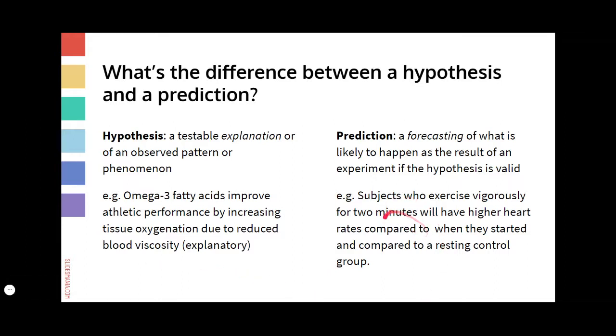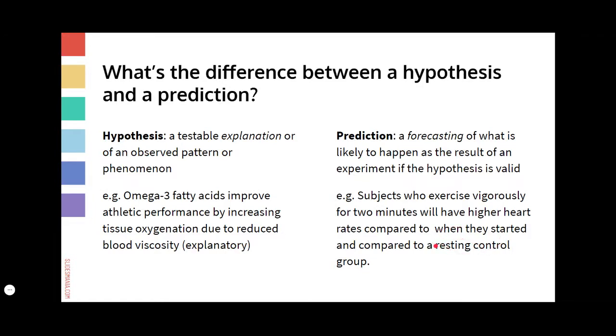And then here's a prediction. Subjects who exercise vigorously for 2 minutes will have a higher heart rate compared to when they started and compared to a resting control group. So that's saying if we test people's heartbeats after they do exercise, then the people who exercised will have higher heartbeats. So it's a prediction that if we make people exercise, this is what we'll see if heart rate does increase due to exercise.